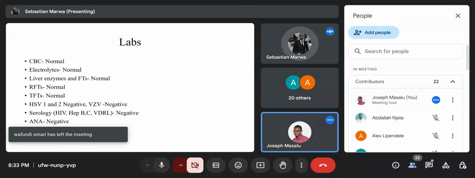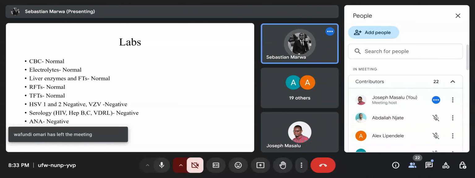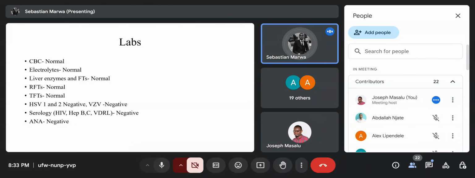Yeah, we can. So in the parts of the lab which were done, the CBC had normal parameters. The latest electrolytes were normal. Also, the liver enzymes, together with the renal function tests, were within normal limits. The patient also tested negative for herpes simplex virus and varicella zoster. The triple serology was also negative.